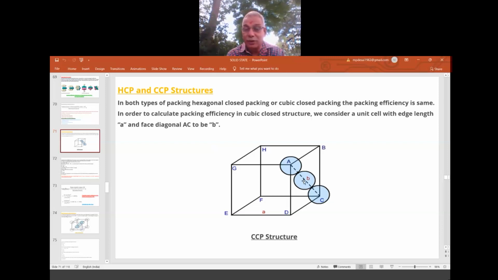And one full contribution from one face. How many faces are there? There are totally 6 faces. What is the contribution of this particle towards this unit cell? It is half only, because this sphere is shared by this unit cell and the neighboring unit cell. So the contribution of this sphere towards this unit cell is half only. So how many halves are there? 6 halves are there. So half into 6 is 3. So 3 spheres contribution plus 1/8 of 8, 1 contribution, totally 4 spheres are there in this CCP or FCC unit cell.